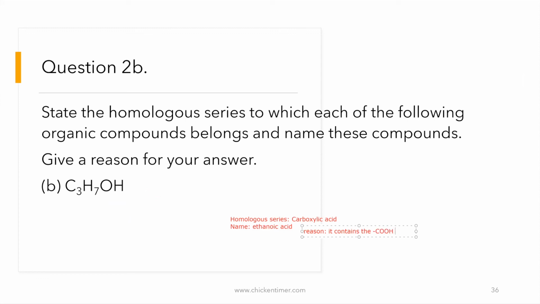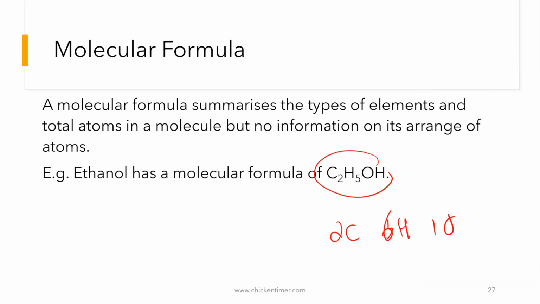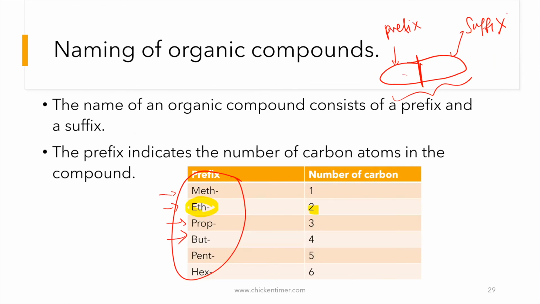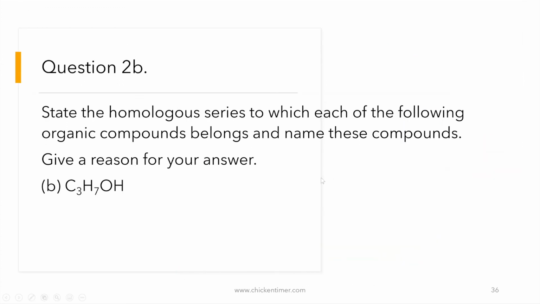COOH functional group. This one, C3H7OH. Come back to this again. Remember, C3H7OH. Which one is it? Alcohol. C3. Which one? 3 carbon. Alcohol. Yeah, 3 carbon. You have to name it. PROP. Okay. Then OL, right? So that means this one is the alcohol. Then the reason is because it contains this functional group.